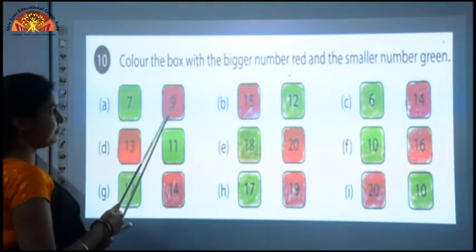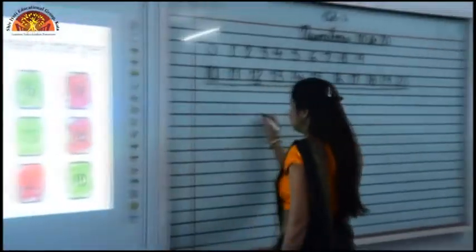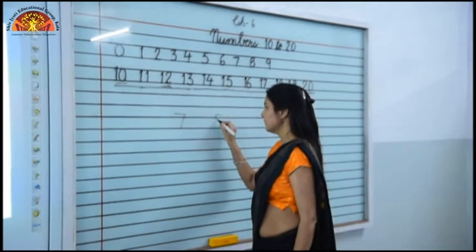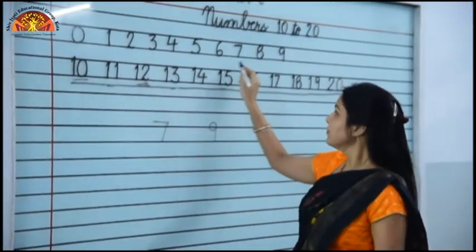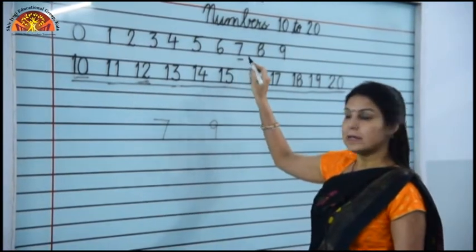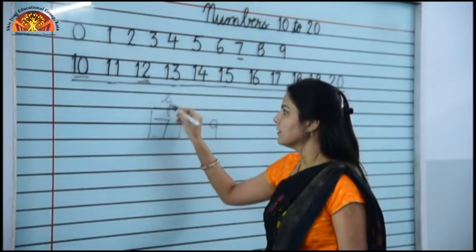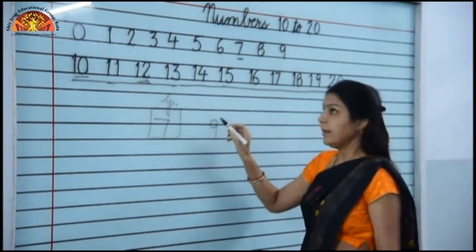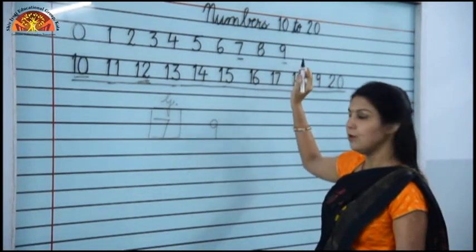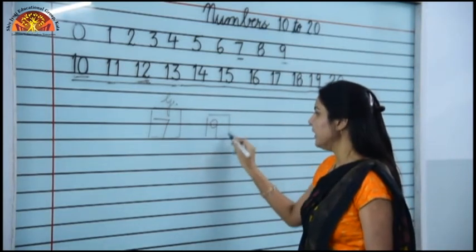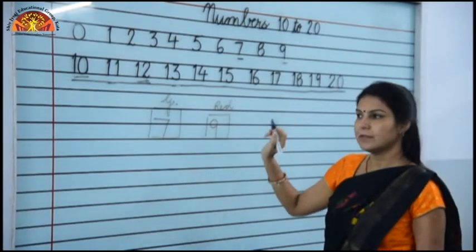Now, compare these numbers. Again you can compare. Look here. Numbers are 7 and 9. Now, find out, 7 is closer to 0. So, this number is smaller. So, we will fill green color in this. Now, 9 is farther from 0. 9 is coming here. It is far from 0. So, we will fill red color inside it. I hope you have understood.